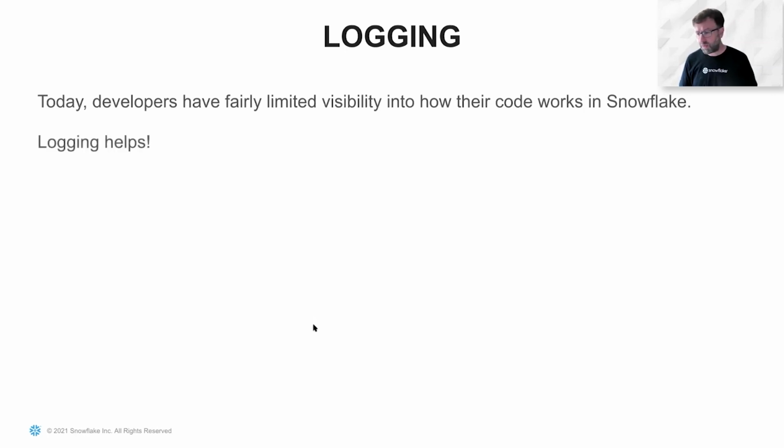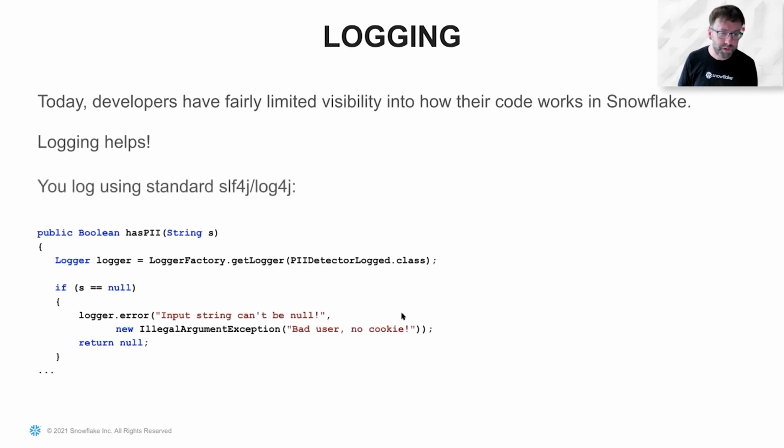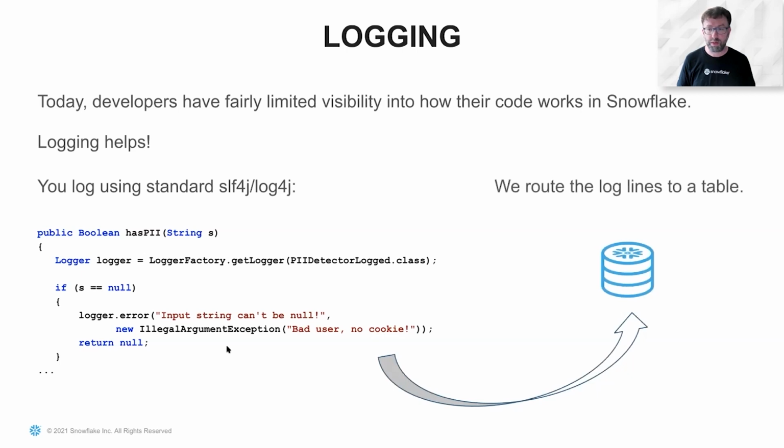What we're doing is we're adding in logging, and for Java code, this is done through really very standard SLF4J style logging. And so if you've got logging using SLF4J in your code, it'll probably just work with the system. You're going to go ahead and get the logger for your code and then log to it using just standard SLF4J. But we're going to tap into that, and we're actually going to route those log lines to a table.